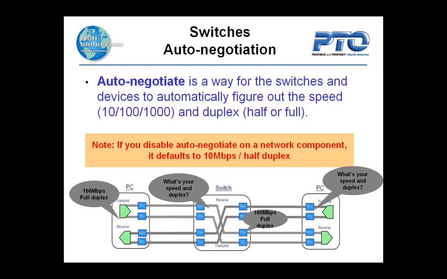Auto-negotiation. Auto-negotiate is a way for switches and devices to automatically figure out the speed of the network and the duplex, whether it's half or full duplex, or if the speed is 10, 100, or 1,000. When the switch or the device comes up, they'll query each other and ask what's your speed and duplex, figure that out in the background, and then automatically negotiate that speed and duplex. Now, one note: if you disable auto-negotiate on the device or network component, be sure to realize that will default that device to 10 megabit half duplex, part of the standard.